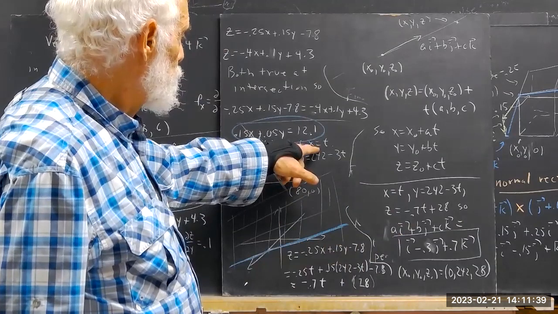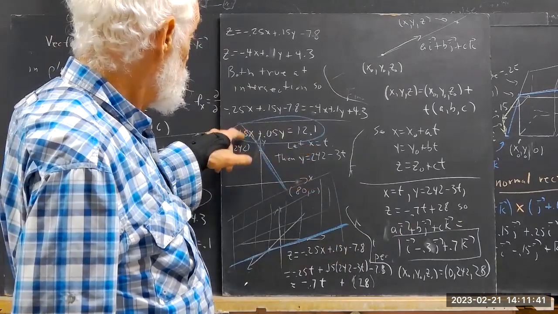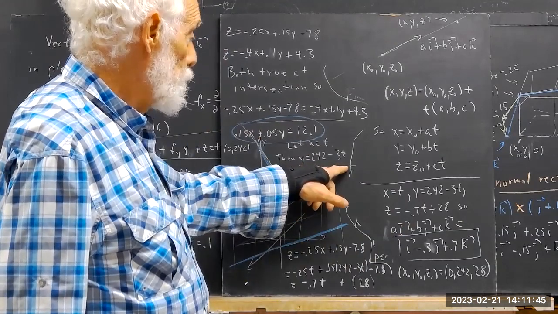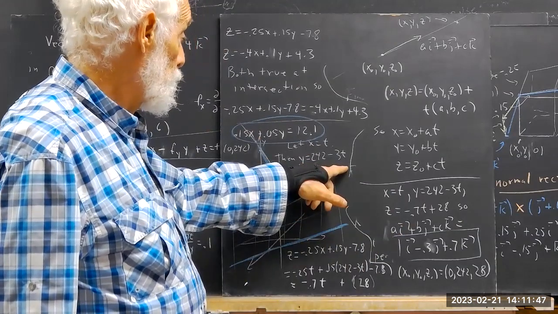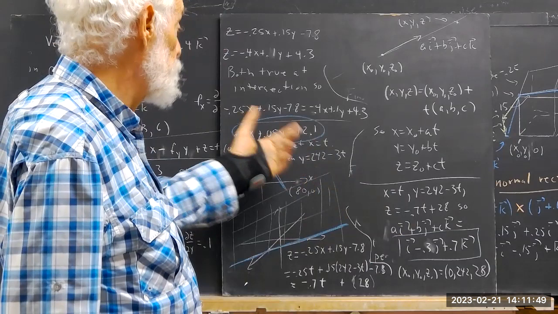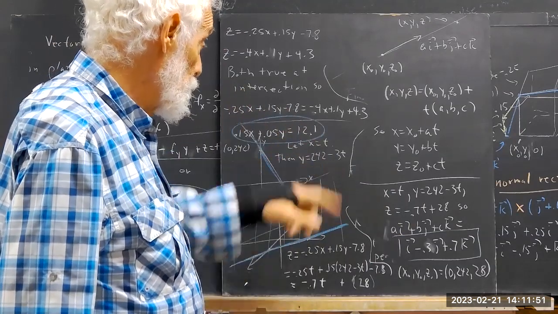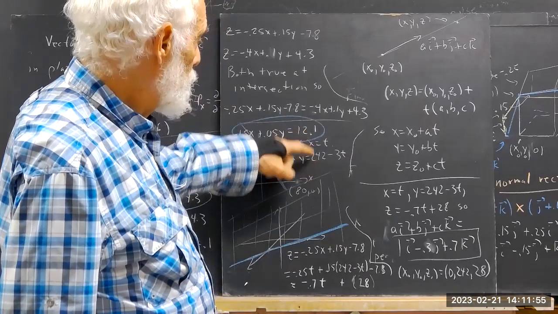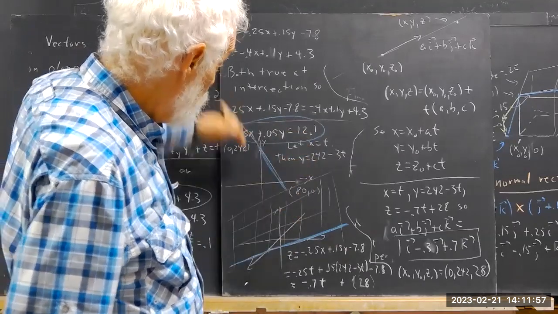So we let x equal t. Well, if x equals t in this equation, we get y equals approximately 242 minus 3t. Just plug in t for x and solve for y. You're going to get something very close to this. So here's a set of parametric equations for this line, and that would be this line.